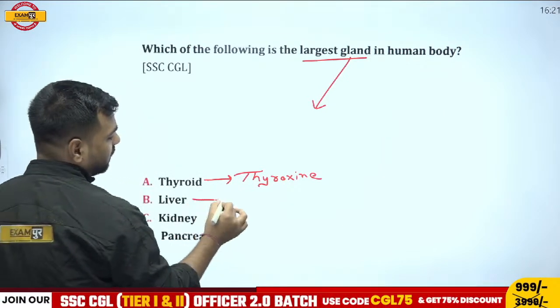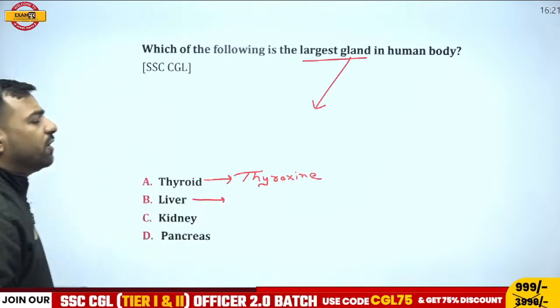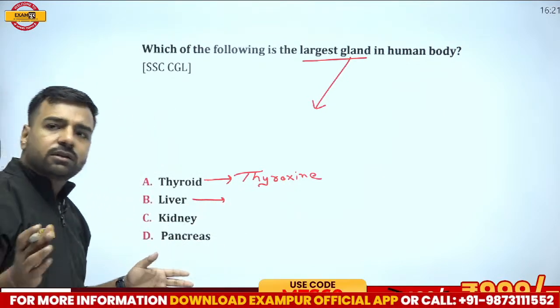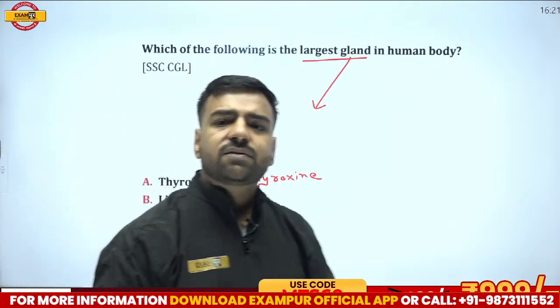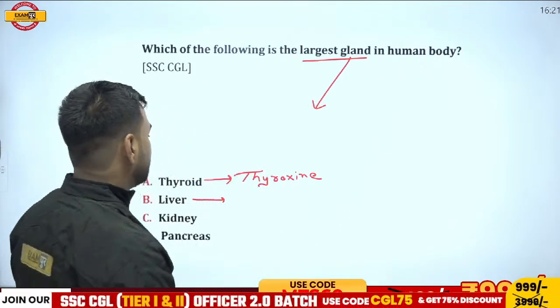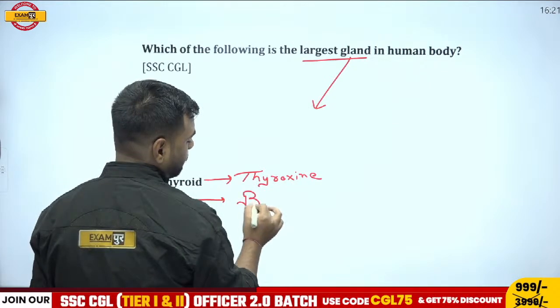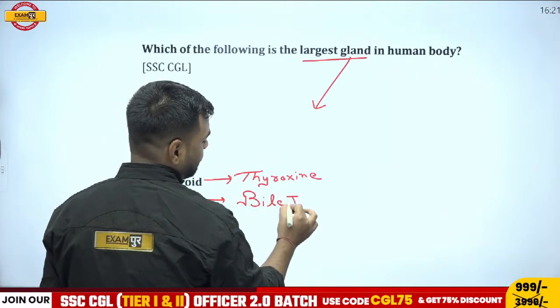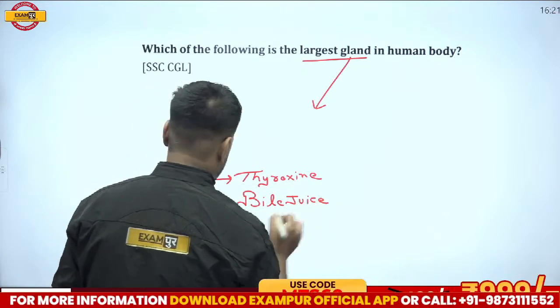If I talk about the liver, from the liver, what are you going to get? If I talk about the digestive system, in the digestive system we will get to know, from this liver we are going to get bile juice. What is that? That is actually your bile juice.